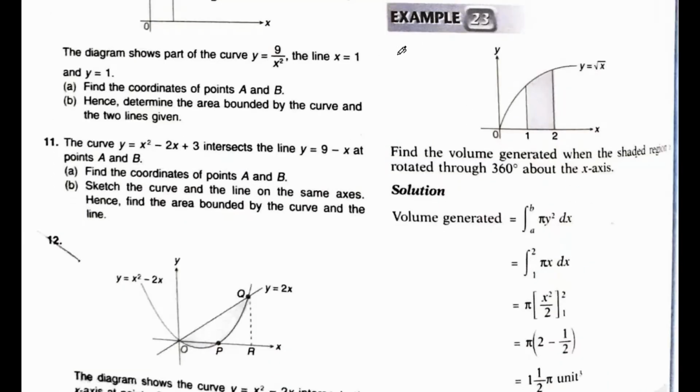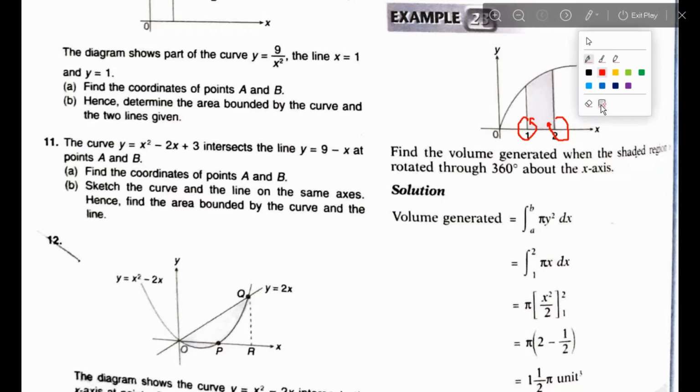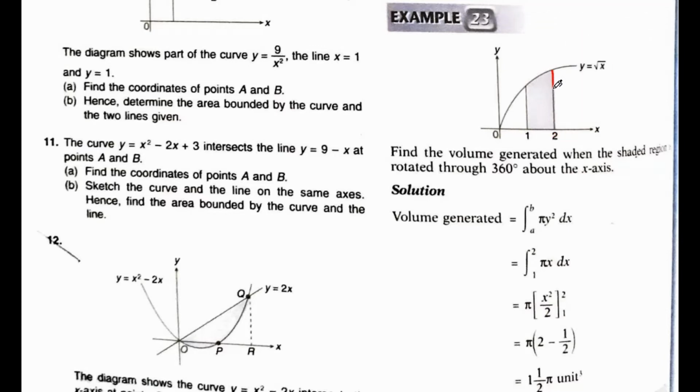Example 23. Find the volume generated when the shaded region is rotated through 360 degrees about the x-axis. When we rotate this area 360 degrees, what will we have? We will have a volume that looks like this. Because I rotate it 360 degrees, you will have a circle like this and a curve. This is the solid that I will get.